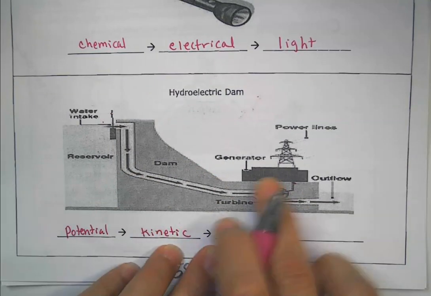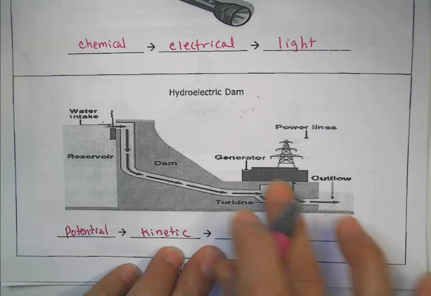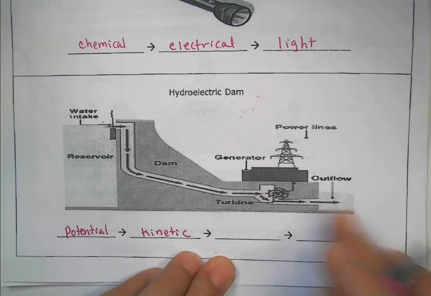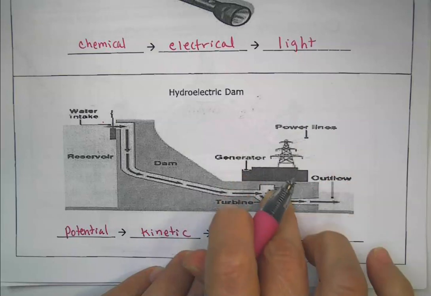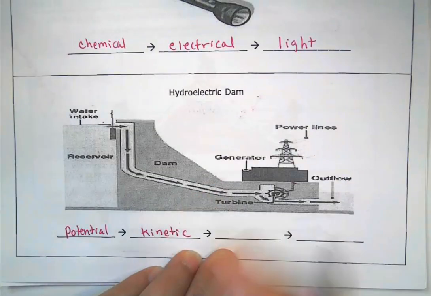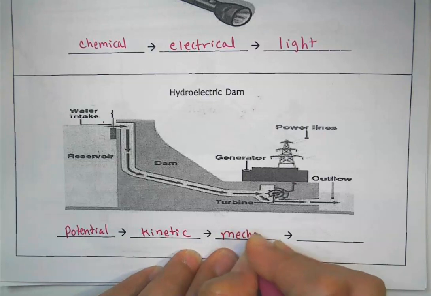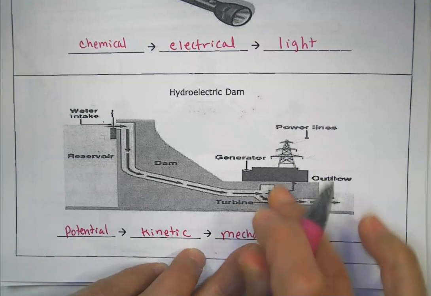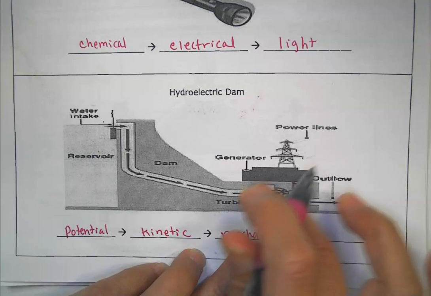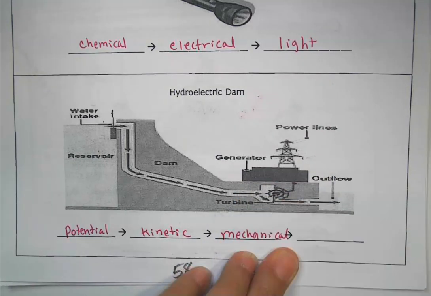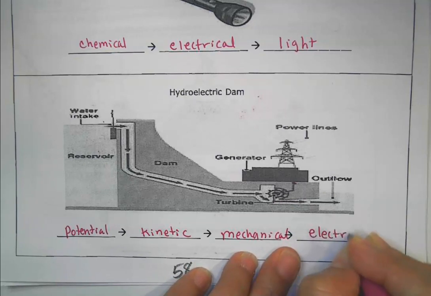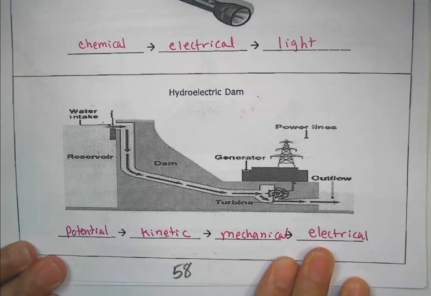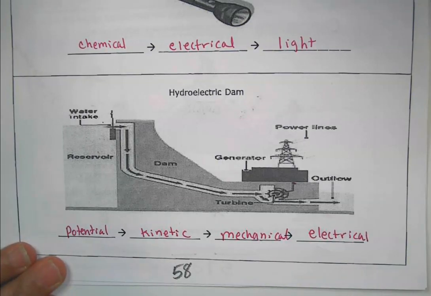And then after that, the water moves the little blades to make the motor, the generator, work. So then we say that it turns into kinetic. But here we're not going to put kinetic, we're actually going to put mechanical, because now we have things that are moving. So the water makes the blades move, and then those move the generator, and the generator starts creating electrical energy. So from mechanical to electrical. And there we go. That's a quick review of energy transformation.